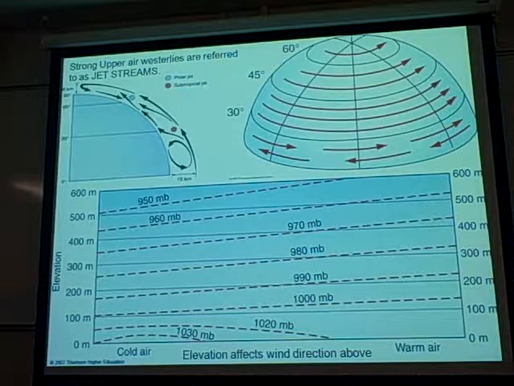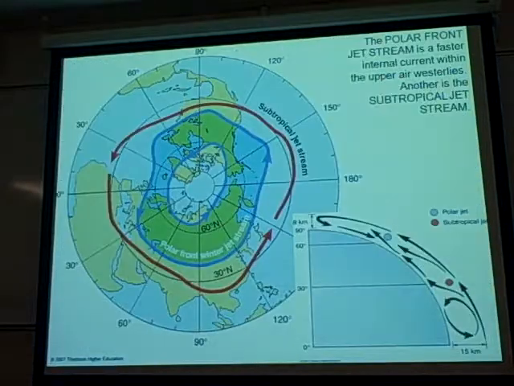So in general, the further up in our atmosphere you go, the less of that drag is happening from the Earth's surface, and so you're going to have quicker winds. Hope that makes sense to you.